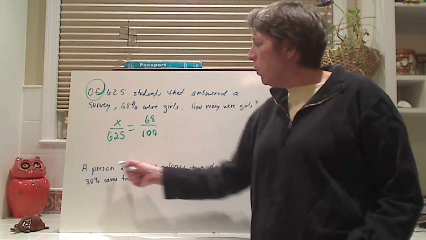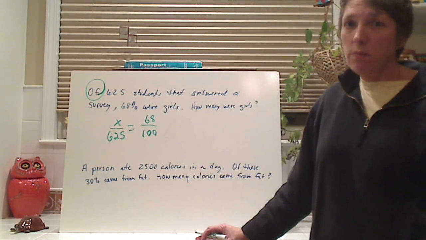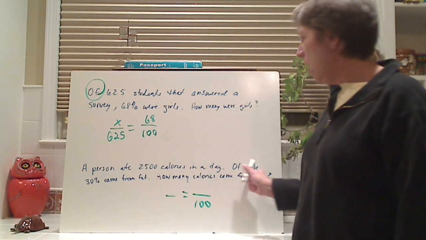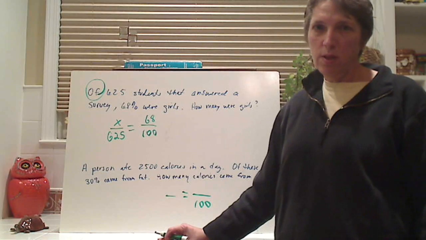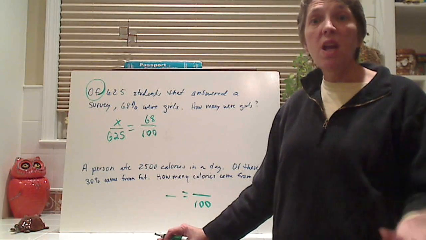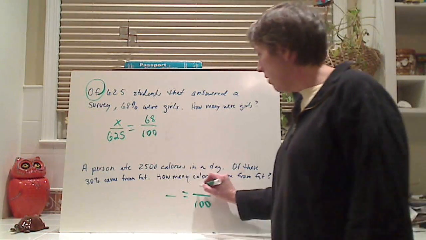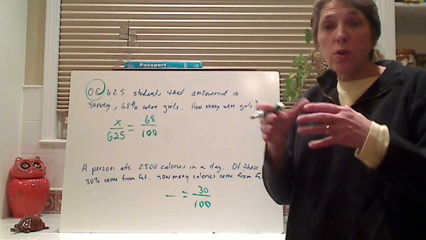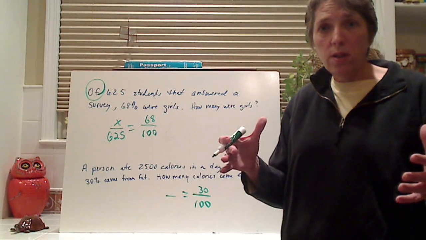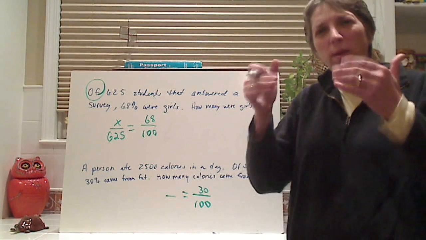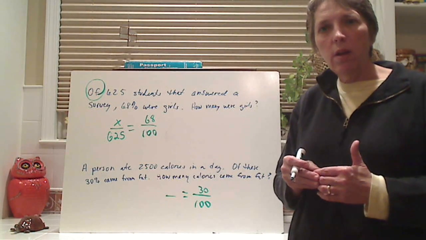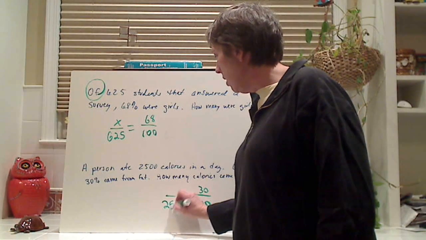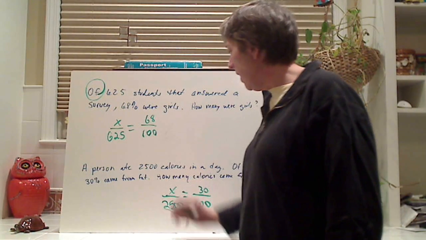All right, look at this one. A person ate 2,500 calories a day. That's a total. So we have 100. Of these, 30% came from fat calories. Where does the 30% go immediately? Right, over the 100. Now you need to find how many calories were from fat. You only want a partial. You had a total of 2,500 calories, and 30% of them were fat. You want to know how many calories were fat that you ate during the day. So you need to find the part. The 2,500 goes in the denominator, and X is in the numerator.